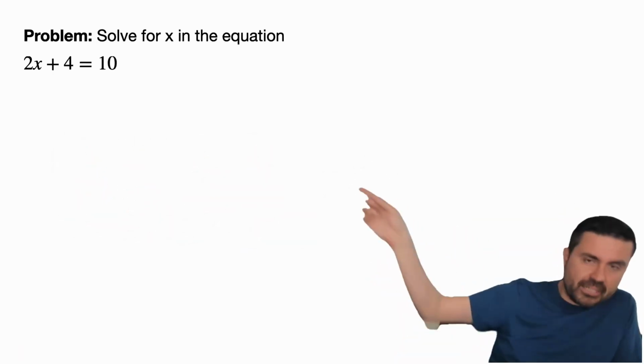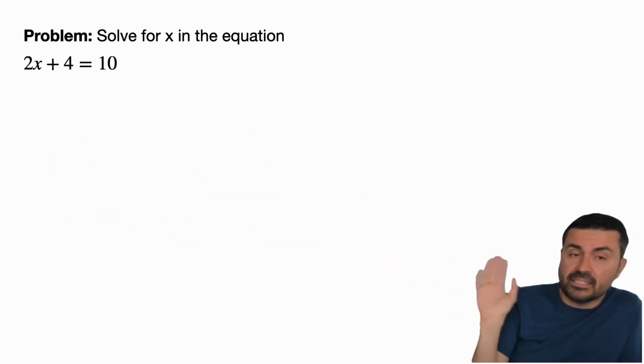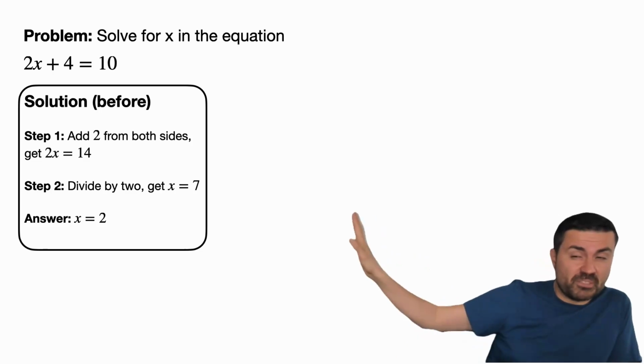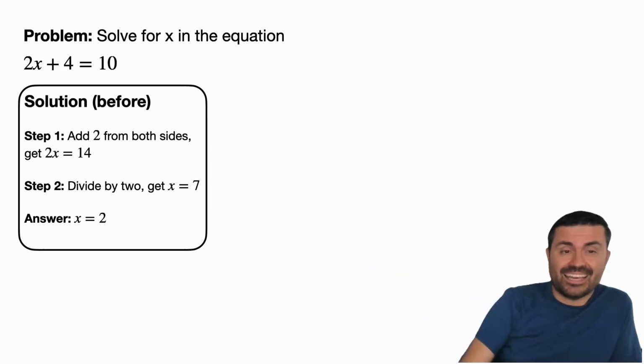So the idea is the following. We have the same problem as before. Solve x in the equation 2x plus 4 equals 10. The solutions are going to be slightly different. We're going to have the original solution, the before solution, which is the bad one. Everything here is bad.